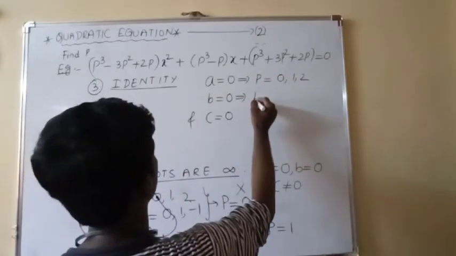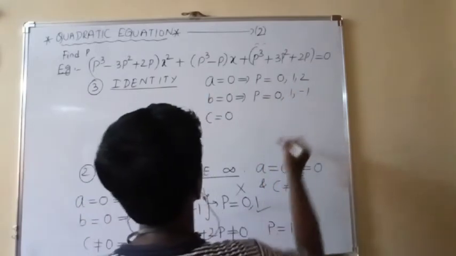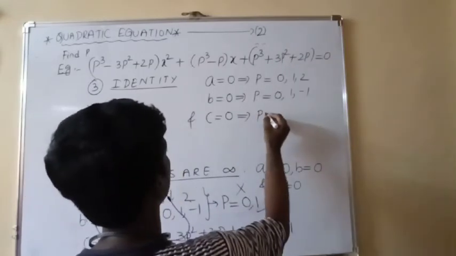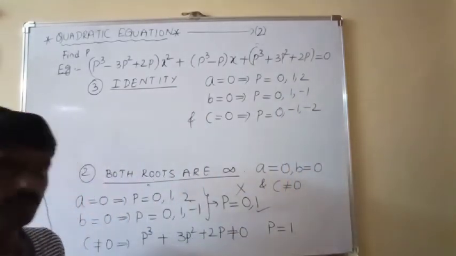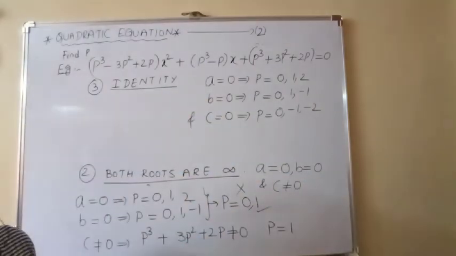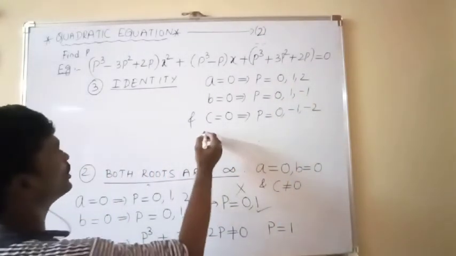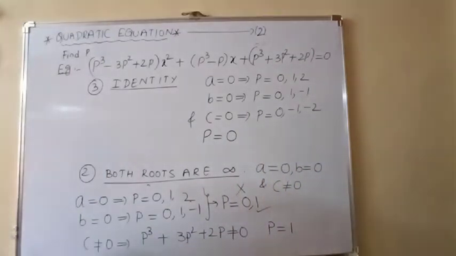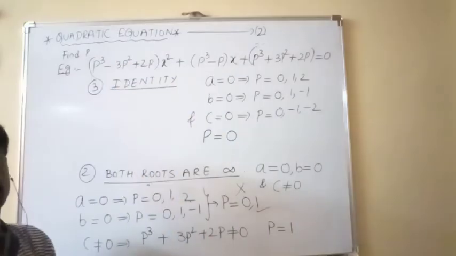B value 0, that means p cube minus p equal to 0. On solving, you will get p value 0, 1, minus 1. C value 0, that is p cube plus 3p square plus 2p equal to 0. On solving this equation, you get 0, minus 1, minus 2. Now for what value of p are A, B and C simultaneously 0? What is the common value for p? Only 0. So all the coefficients are equal to 0 only when p value is 0. So if p value is 0, then this quadratic equation becomes an identity.